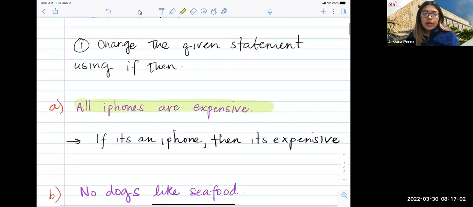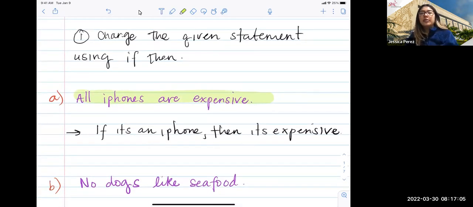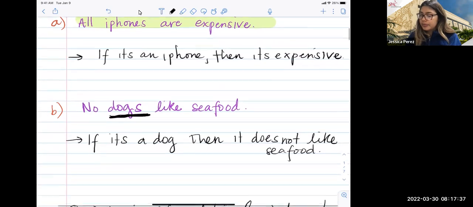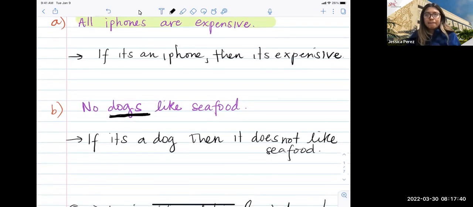Okay. Now, no dogs like seafood. How would you change that to an if and then? So if it's a dog, then it does not like seafood. The not part goes in the end. So if it's a dog, then it does not like seafood. You're not going to do if it's not a dog, it likes seafood. No. So if it's a dog, then it does not like seafood. Okay. That's the if and then statement. Those are called implication statements.